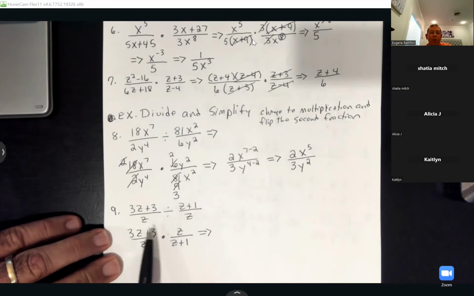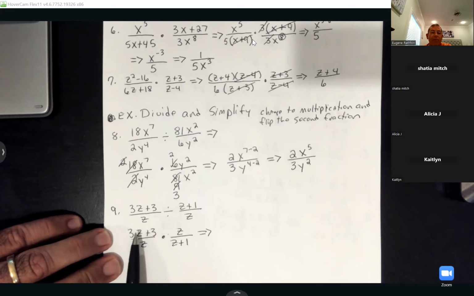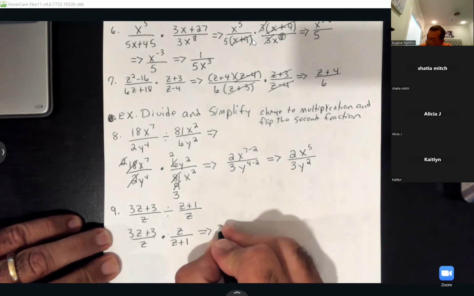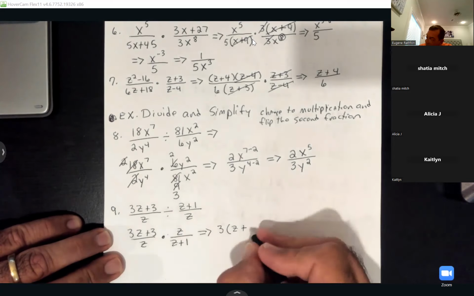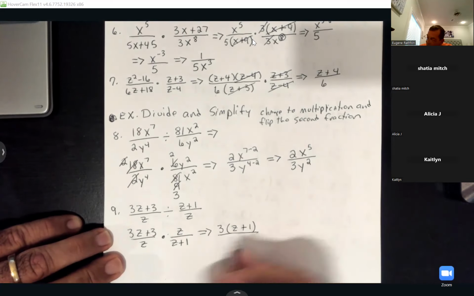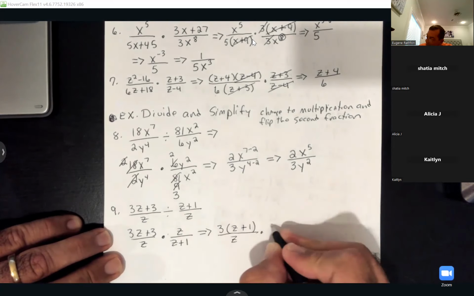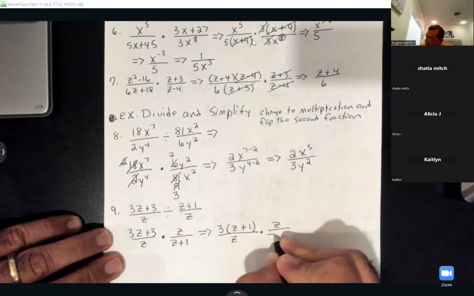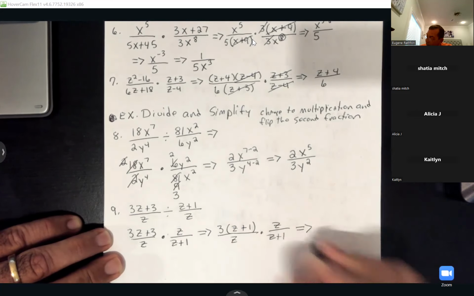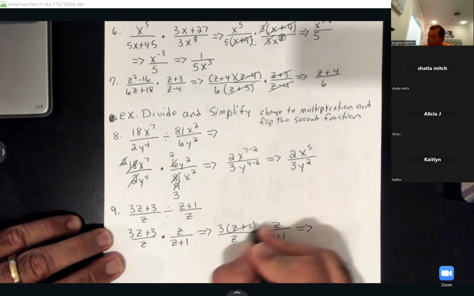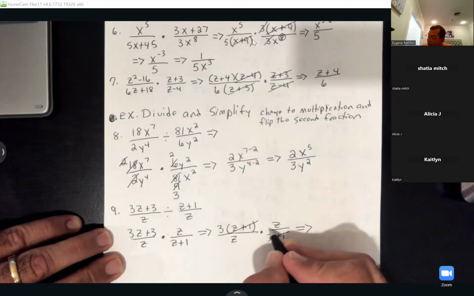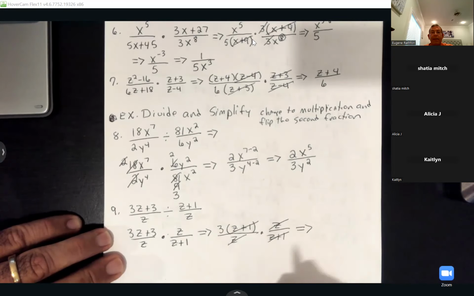All right, so the only one I can do anything with is this 3z plus 3. I'm going to factor out a greatest common factor of a 3. So that'll give me a 3 times z plus 3 divided by 3 is a 1, over my z times my z over my z plus 1. So let's see what happens. That z plus 1 will cancel with that z plus 1. This z will cancel with that z. And y'all, all that's left is our 3.